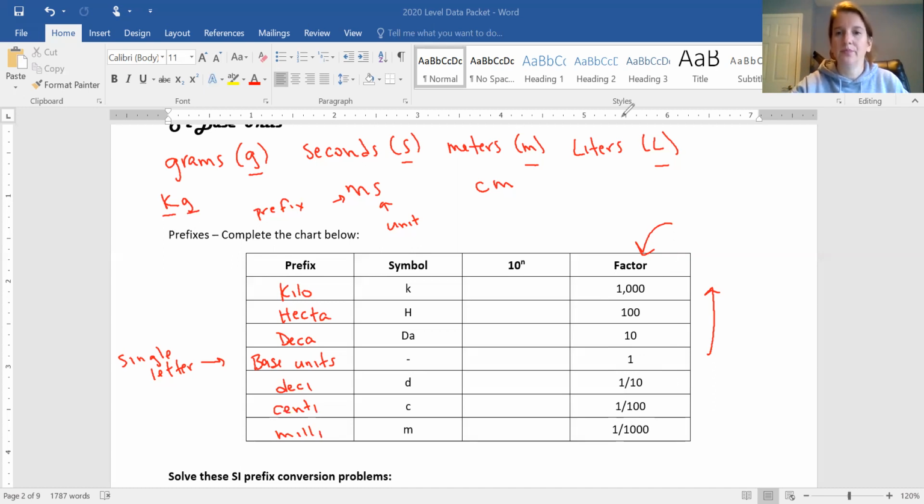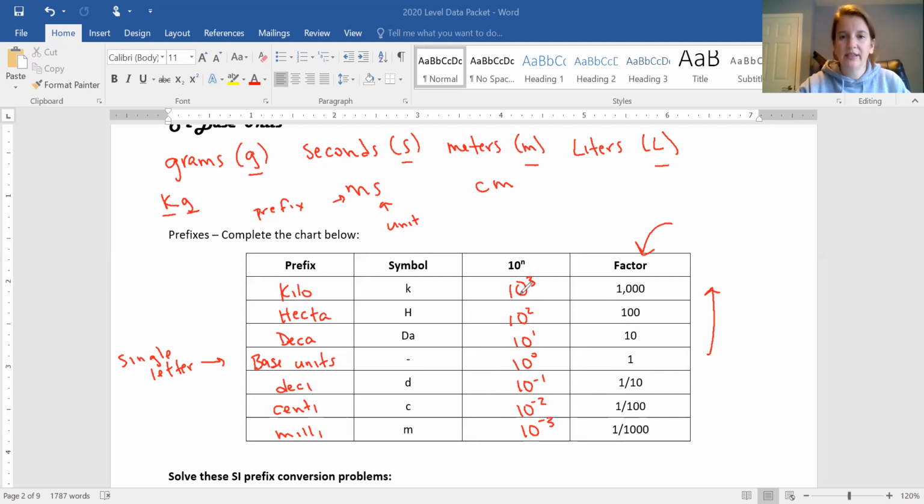All right, so when we get to this 10 to the n, that's just putting the factor into an exponential form. So 10 to the 3 because there's 3 zeros, 10 to the second because there's 2 zeros, 10 to the 1, and then 10 to the 0 here because there's no zeros. Then down here where we're just a fraction of our base unit, we're going to get a negative number, so that's 10 to the -1 representing it's a smaller value, 10 to the -2, 2 because there's 2 zeros, negative because it's a smaller value, and 10 to the -3.